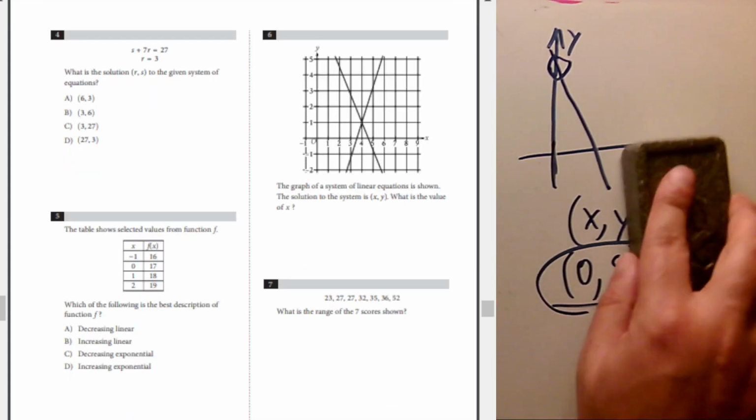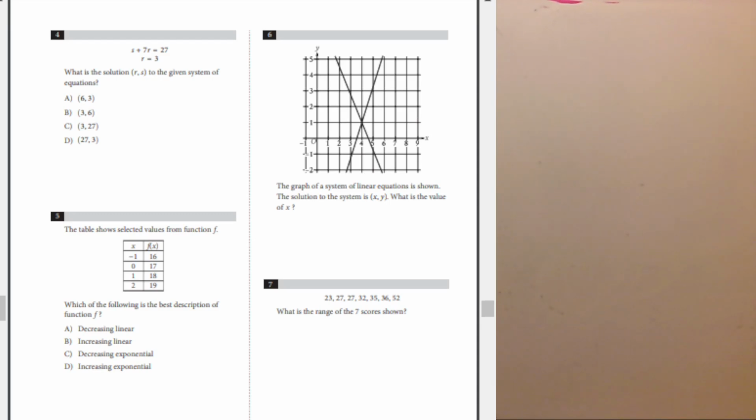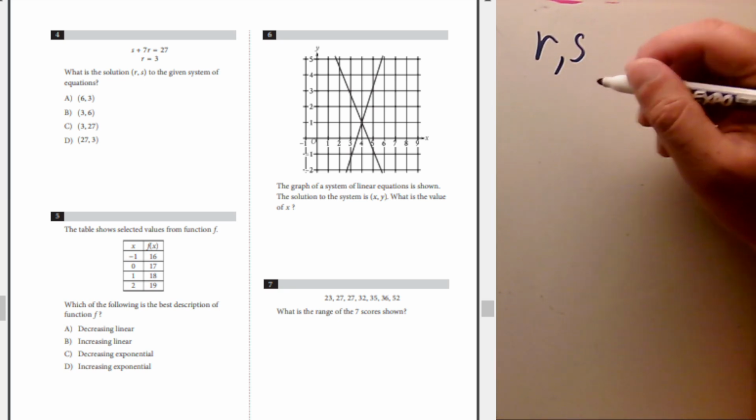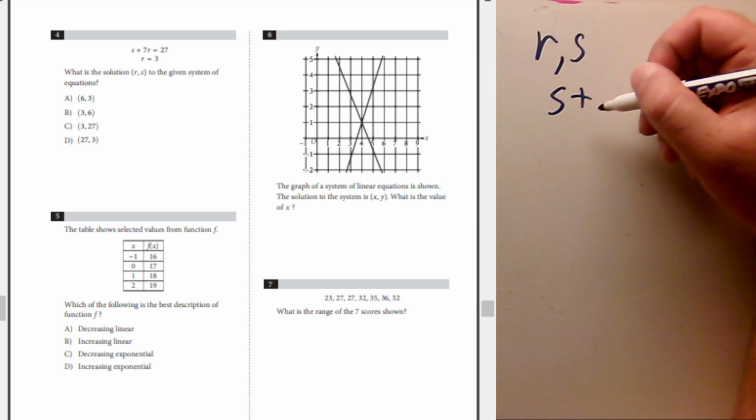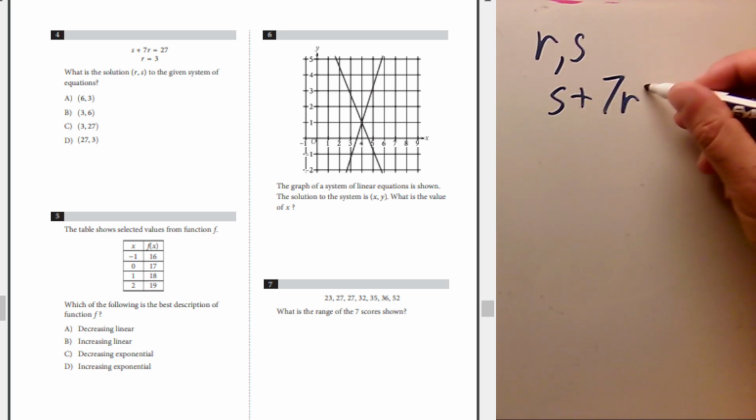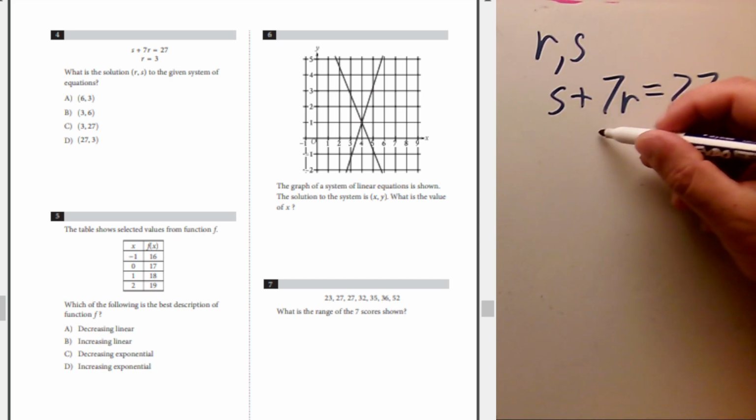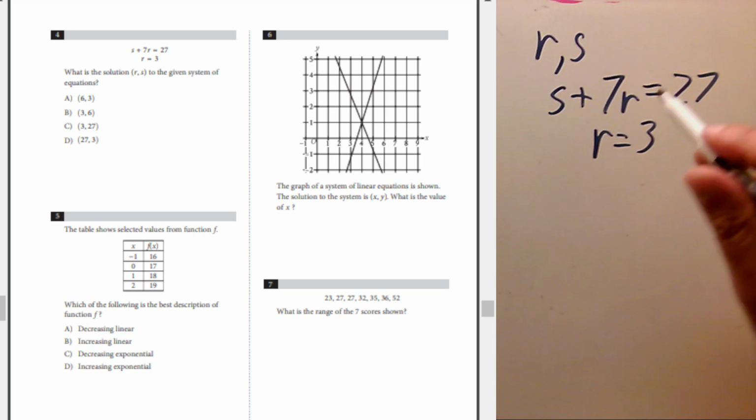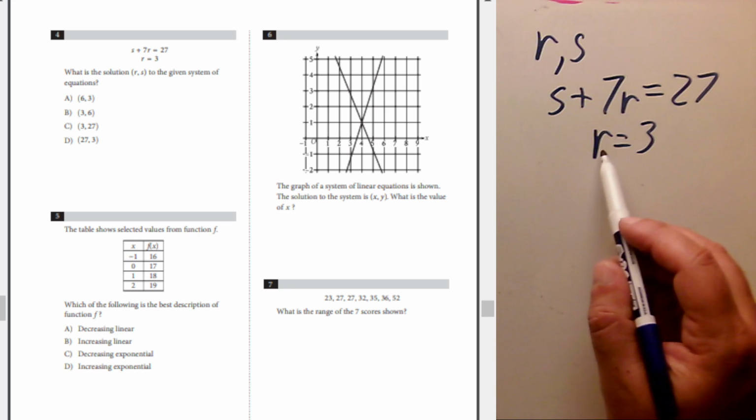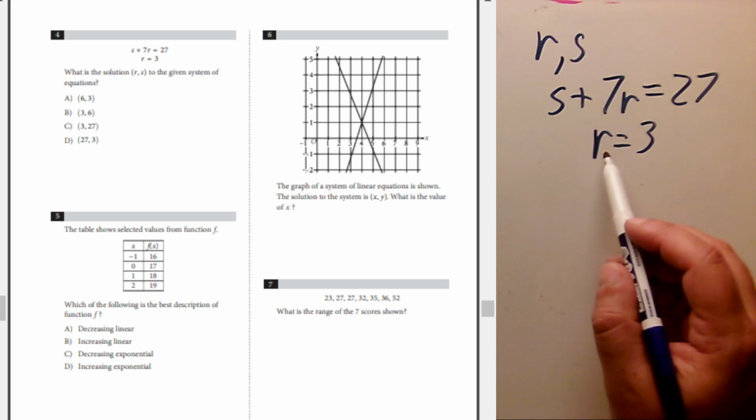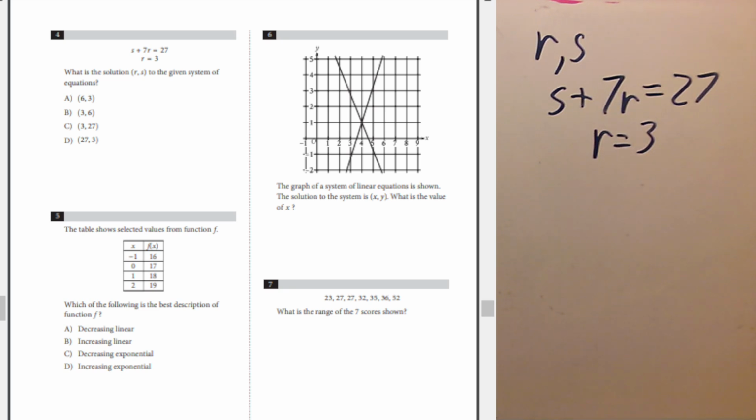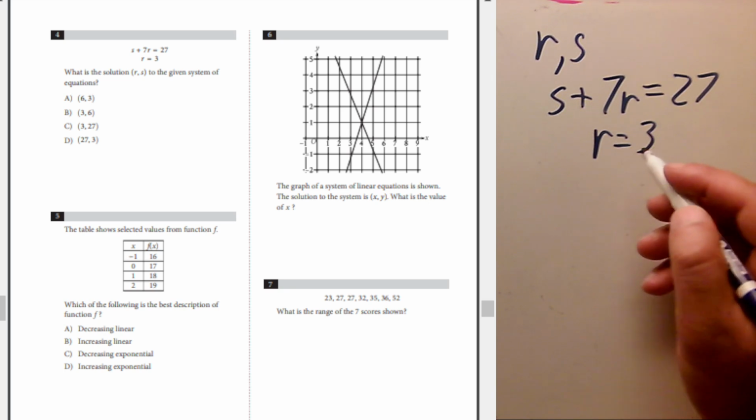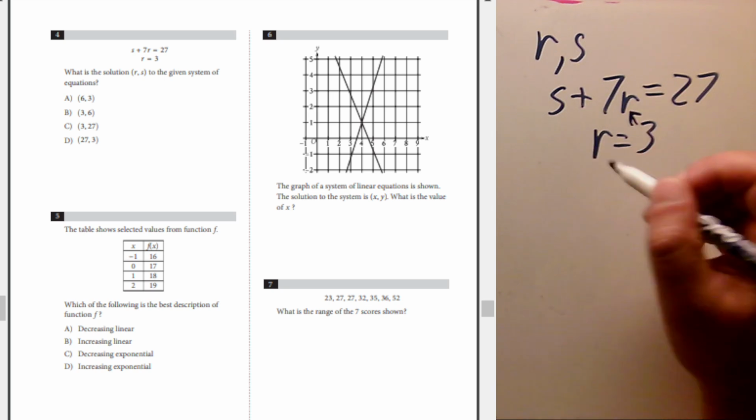For number 4, we have a system of equations, and we're trying to find r comma s. We have s plus 7r equals 27, and then we have r equals 3. There are a few different ways to do systems of equations, but for this one we have r already isolated, so the easiest way is the substitution method. We know r is equal to 3 from this equation, so we just substitute the 3 into the r and then solve for s.